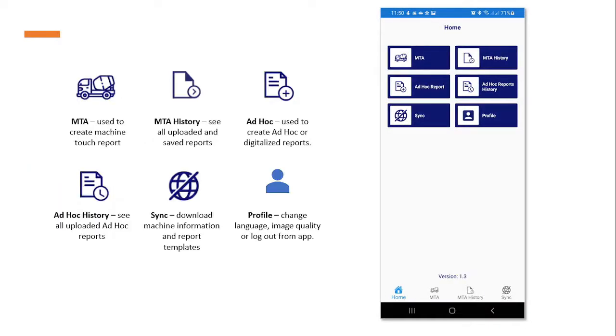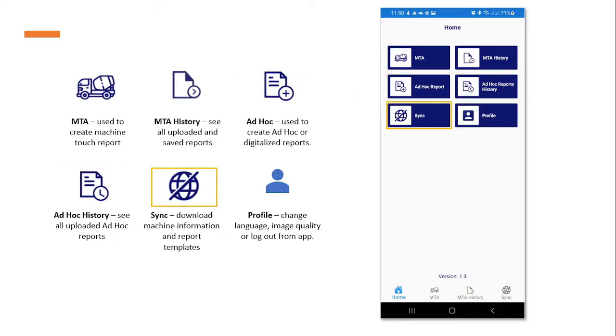In the home screen, we have 6 options. First is the MTA. This is used to create machine touch report, and all the uploaded reports will be saved in the MTA History option. And we also have the Adhoc reports, which is used to create ad hoc digitalized reports, and all the submitted reports will be logged into the reports histories.